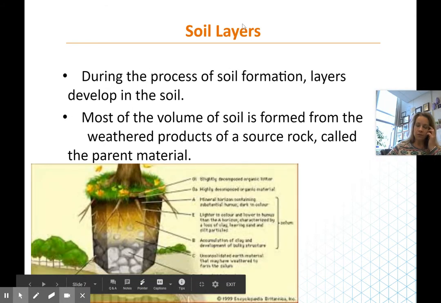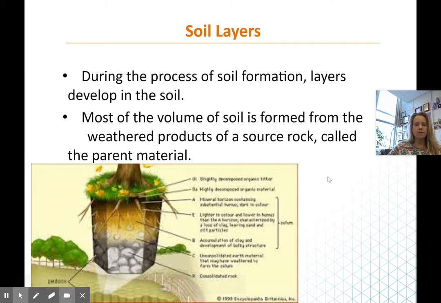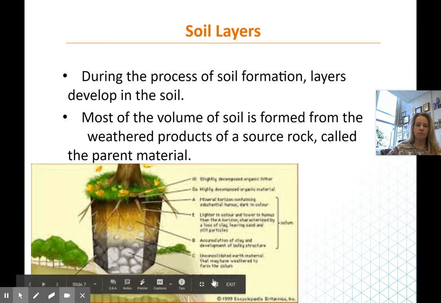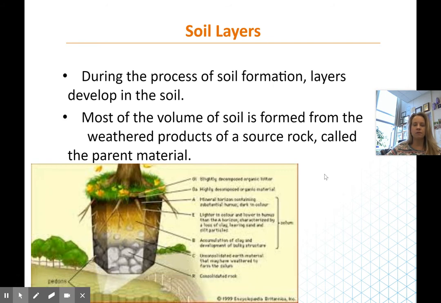All right, and then our layers that we have. It's a little bit hard to see on this picture. It's a little bit blurry, but we'll go over it in detail in just a minute. So basically, you can see different layers. The R, which is at the bottom. So this right here, this would be our residual rock, our bedrock. And then above that, we've got O horizon, which is on the very top. That would be our organic material. And then we've got A, B, and C layers.